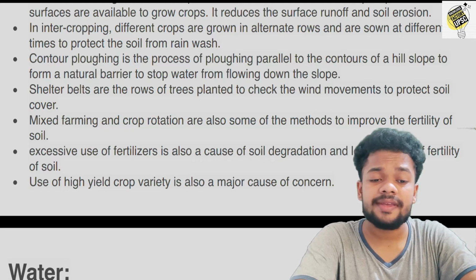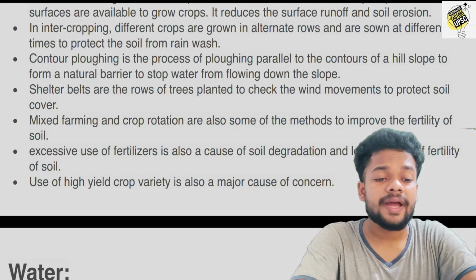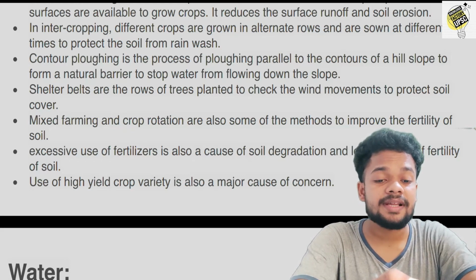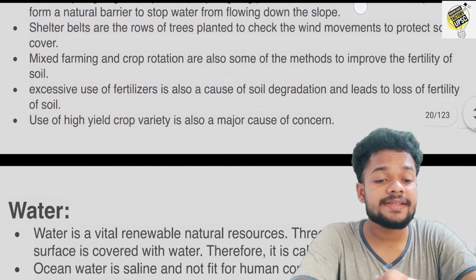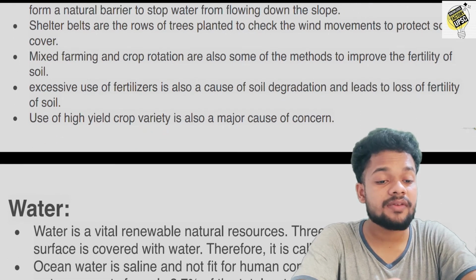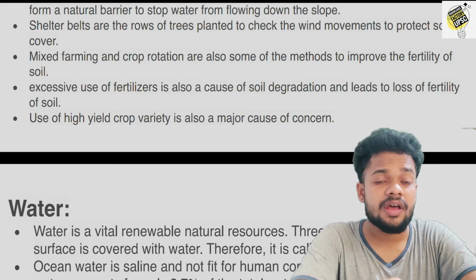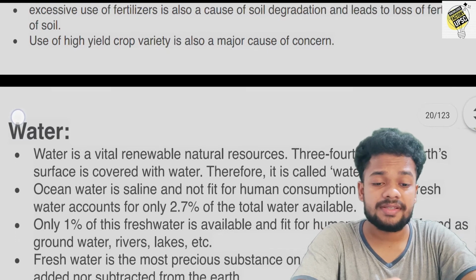Contour plowing is a process of plowing parallel to the contour of the hill slopes, forming natural barriers to stop water from flowing down the slopes. Then another method is the shelter belt. That means rows of trees are planted to check wind movement and to protect the soil cover. The trees are planted for protecting the soil cover itself.